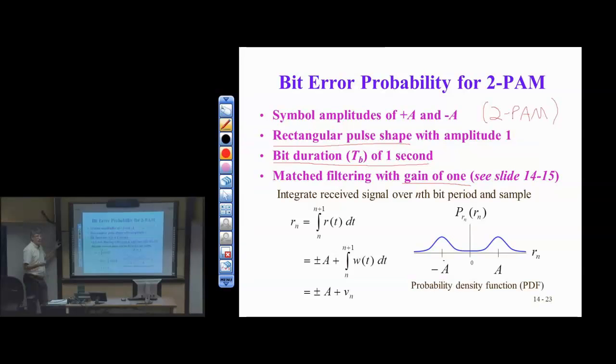Now we're going to use the integrate and dump circuit from earlier discussion, from today. To estimate the bit that was sent at the nth bit period, I'm going to integrate over that nth bit period. Now remember, the symbol time is 1. So I'm really integrating from n TB to (n+1) TB, but in this case, TB is 1, so that goes away.